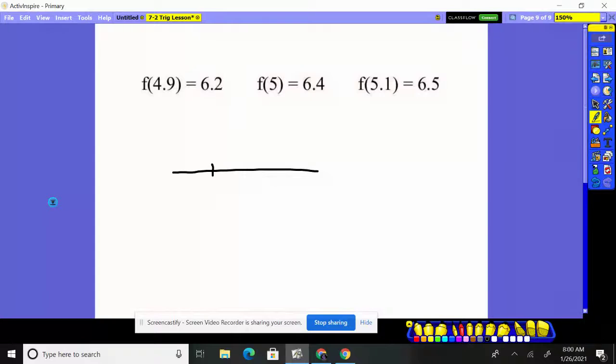So again, you have a point at 4.9. We plug in for the x, we plug in a 5 for the x, and we plug in 5.1. You had 6.2, 6.4, so it's higher, and then 6.5, higher again. So that point, if we tell you it's critical, it obviously isn't a maximum. It's not a minimum. That means it was a point of inflection.